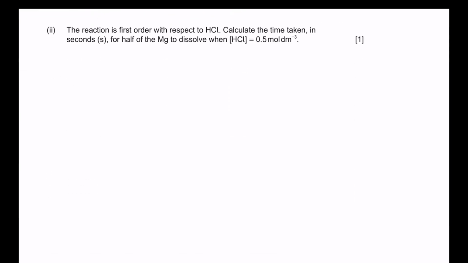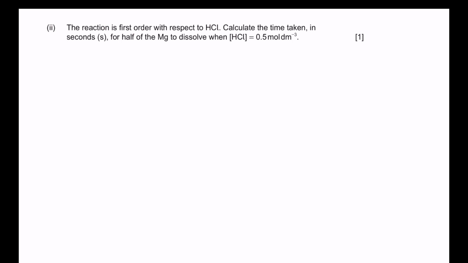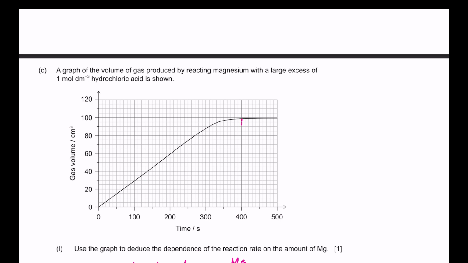Moving to the next part. This reaction is first order with respect to HCl. Calculate the time taken in seconds for half of Mg to dissolve when concentration of HCl is 0.5 mole dm cube. So basically, from the previous graph, we see that at around 400 seconds this reaction reaches equilibrium. As Mg is our limiting reagent, at around 400 seconds all of the Mg gets used up. This happens when we are using 1 mole per dm cube HCl.